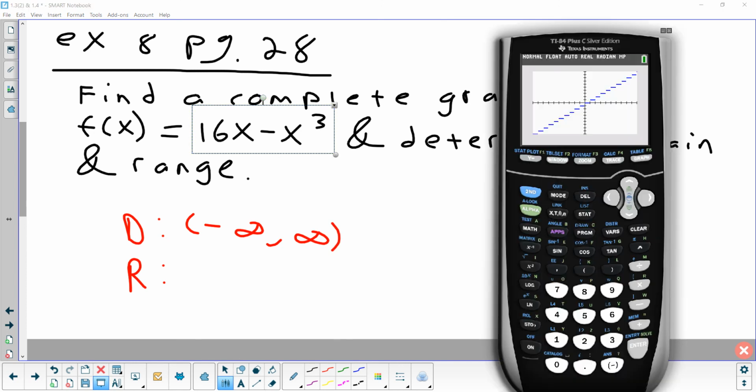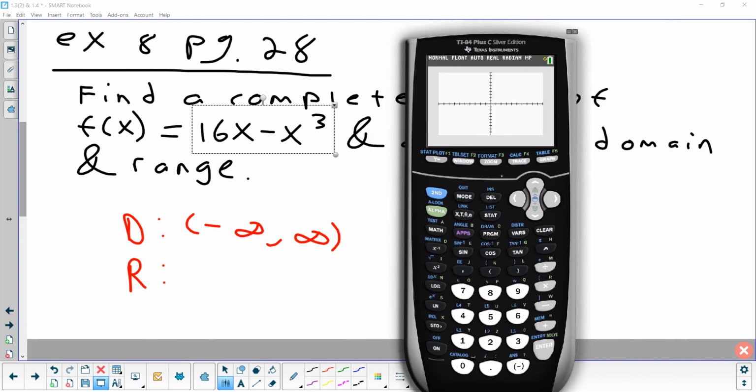Range is usually a little harder, and that's where the graph can be helpful. So I'm going to type in 16x minus x cubed. And I'm going to start with zoom 6. All right, it looks like it's going off the screen a little bit on the top and the bottom. So I want to zoom out a little bit, set the y max and the y min to give me a little bit more range so I can see more. Let's try like negative 40 to 40, because it was going off the screen before. Hopefully now it doesn't.